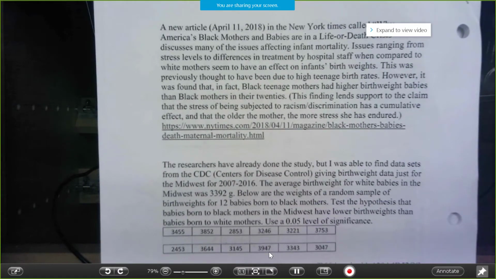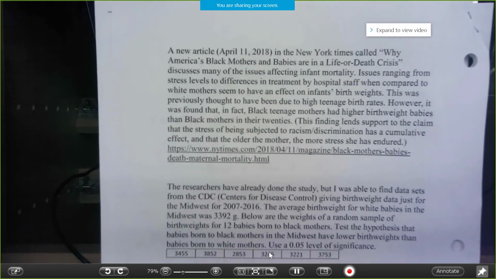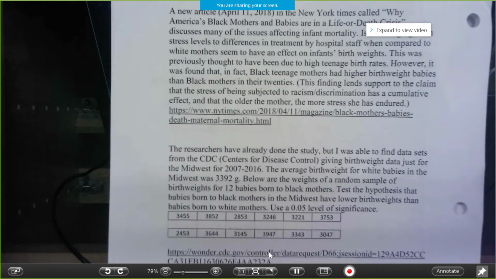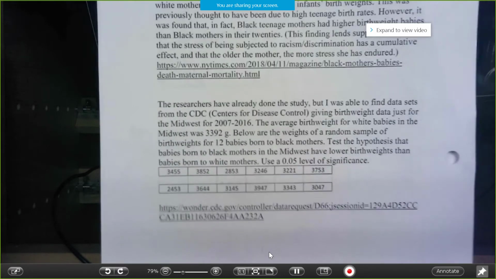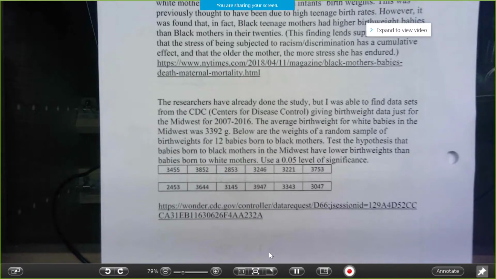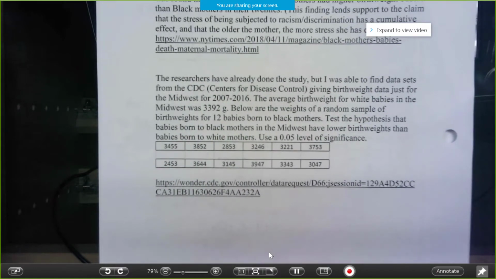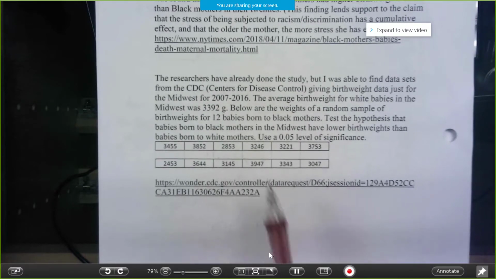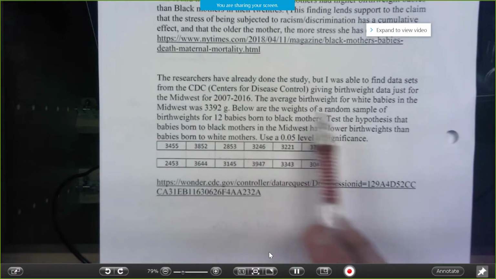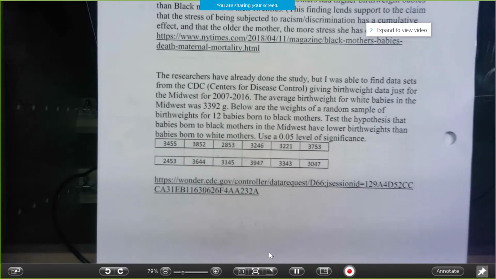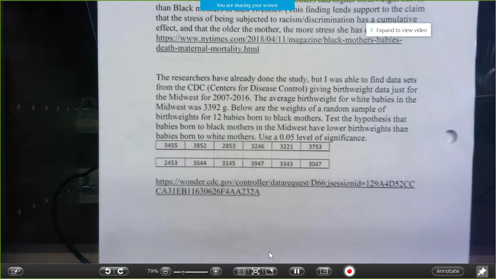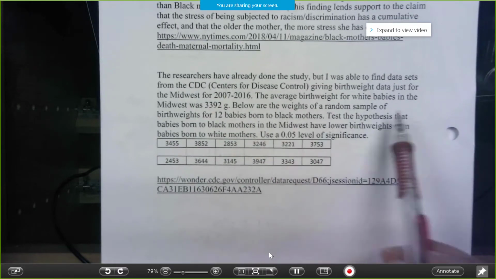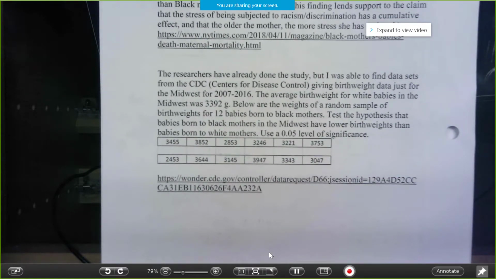So this is the link, but if you just Google this, you can find the article. The researchers have already done the study, but I was able to find data sets from the Centers for Disease Control giving birth weight data just for the Midwest from 2007 to 2016. And then I just did a random sample of 12. So the average birth weight for white babies in the Midwest during this period was 3,392 grams. So it says below are the weights of a random sample of birth weights for just 12.